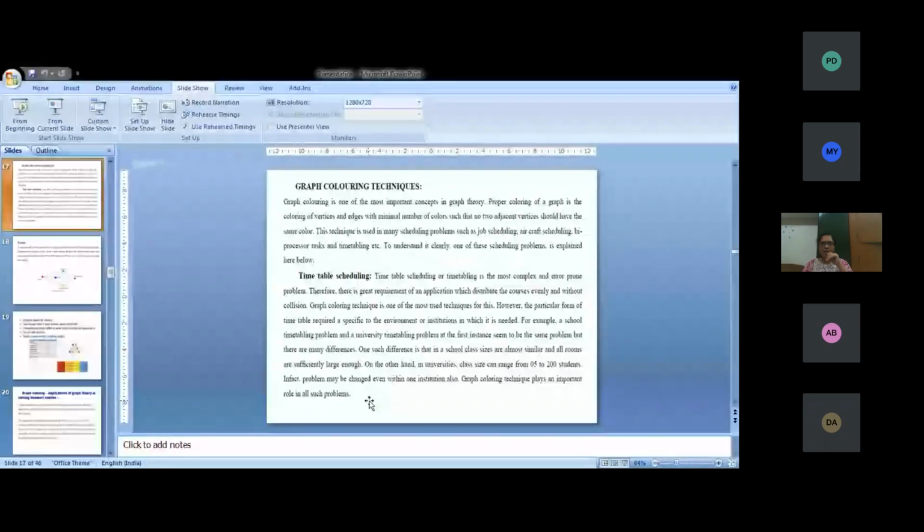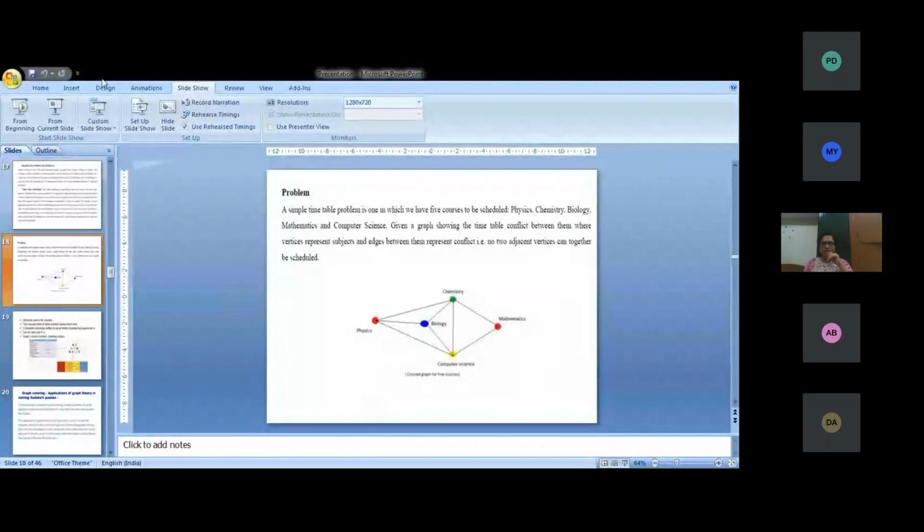This is a simple problem in timetable scheduling. We have 5 courses: physics, chemistry, biology, maths, and biology. If you see here, you have a diagram representing this timetable. It is a graph showing timetable conflict between them, where the vertices represent the subjects and the edges between them represent conflict, that is, no two adjacent vertices can be scheduled together.